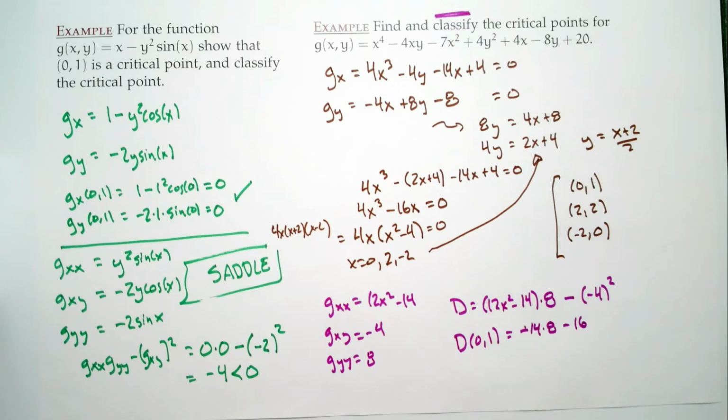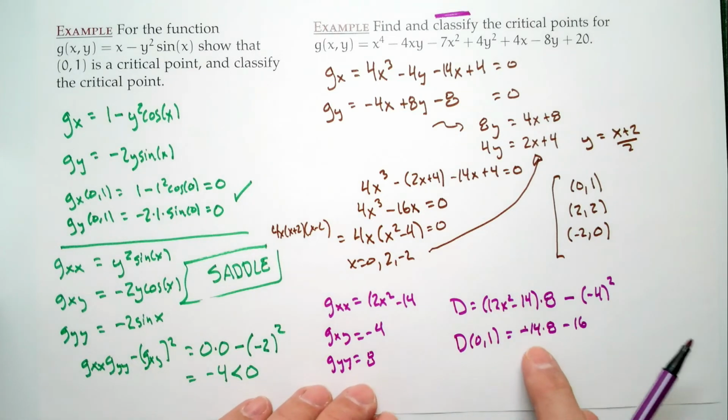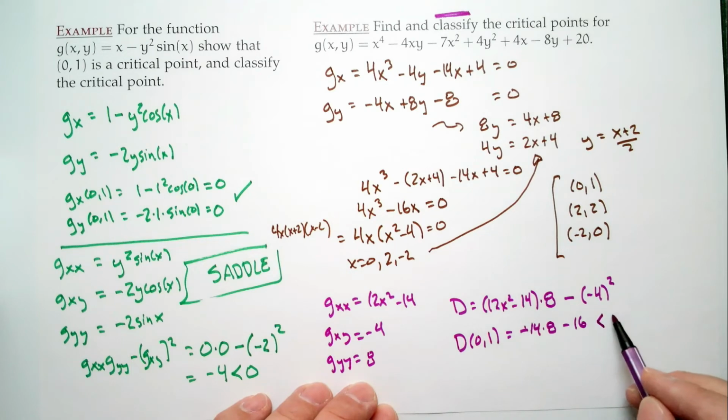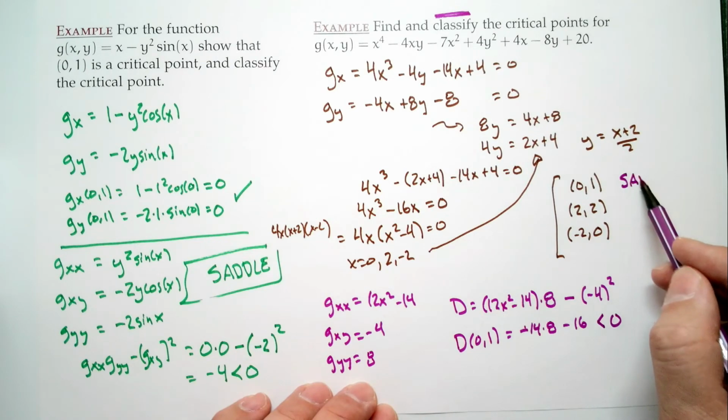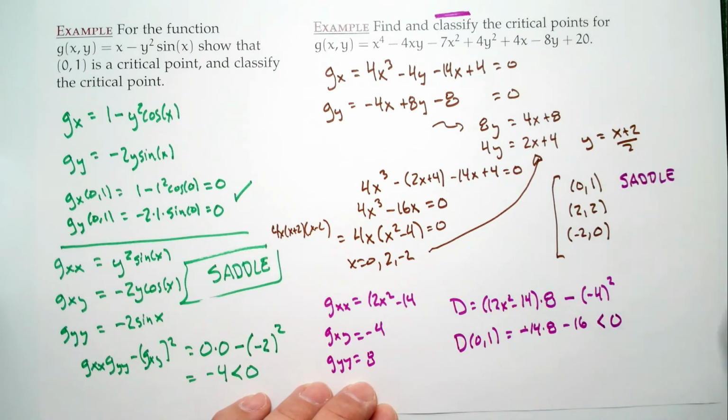Do I care that it's negative 128? Well, I don't care about the 128. What do I care about? Negative. It's really easy to see it's negative because it's a negative number, subtract even more. So I just care about the fact that it's negative. So what does that tell us about 0, 1? It's a saddle point. Cool.